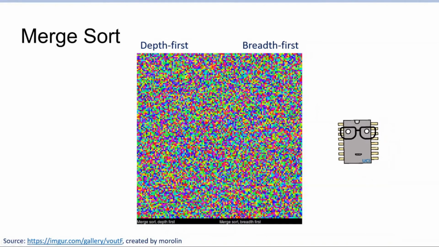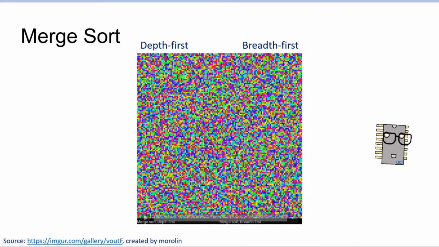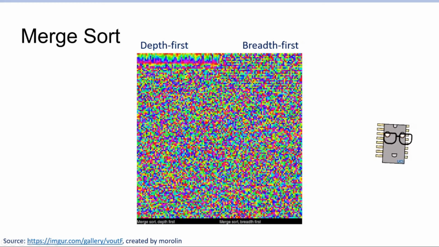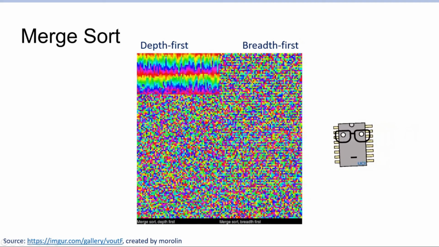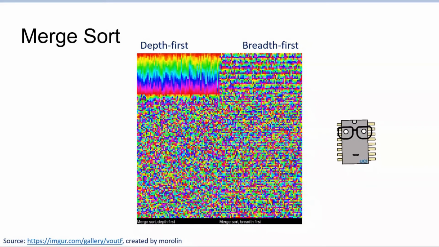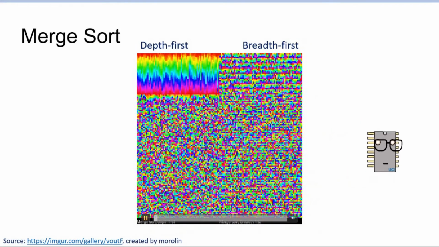So here's an example of an animation of a sorting algorithm that I found online. Let's see if I can actually start it. We can implement merge sort. I'm sure you're all familiar with merge sort already. You can implement merge sort in... Hey, why did it stop?